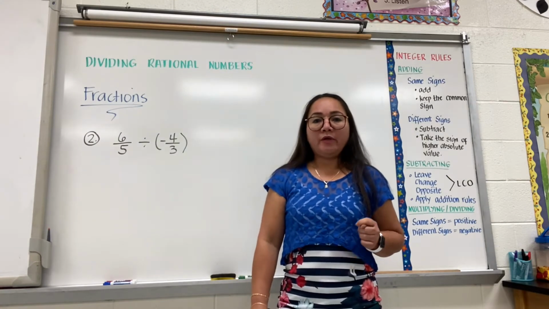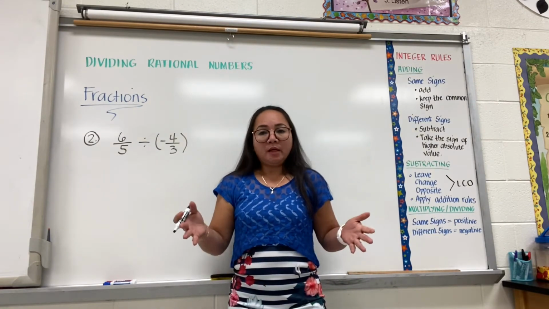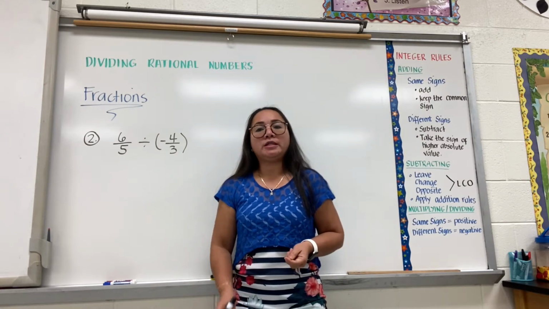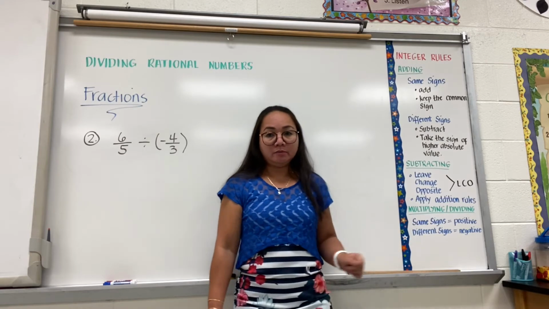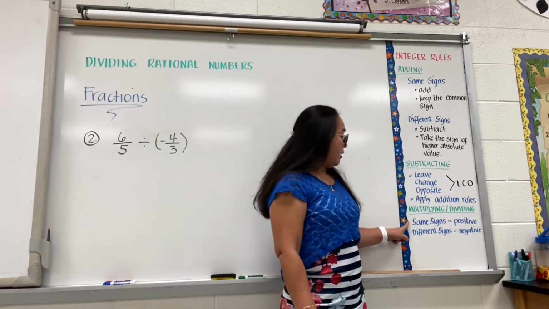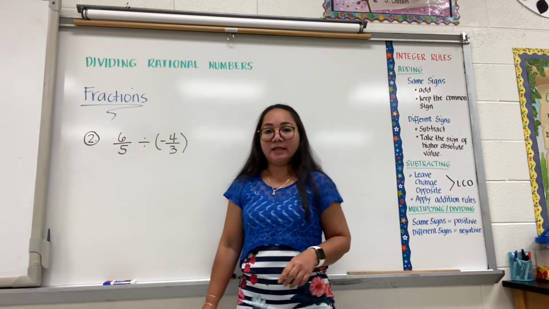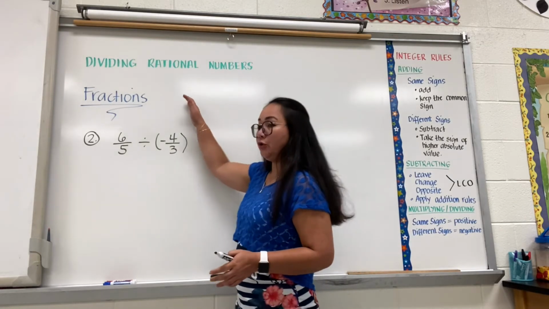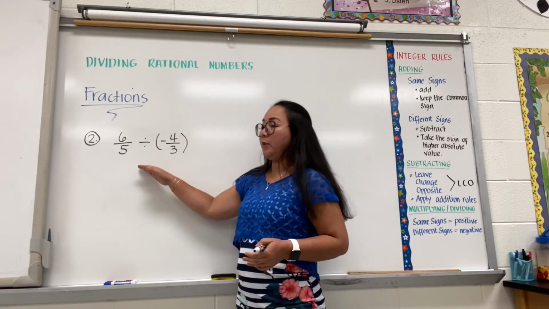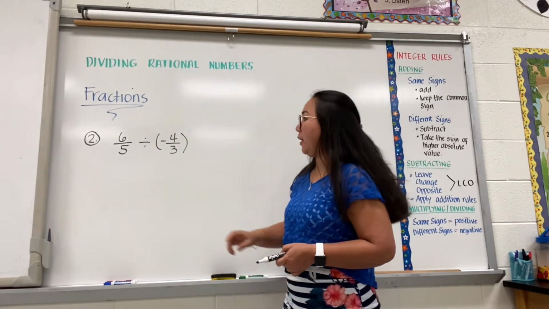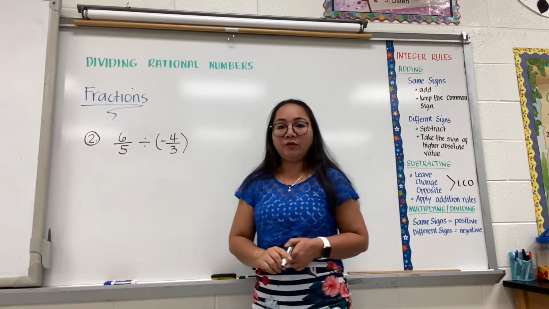Always remember that when you divide rational numbers, decimals, fractions, you will use the same rule as for multiplying rational numbers. So, same signs, the answer is positive. For different signs, the answer is negative. That is true for decimals and fractions. For this example, we will do fractions. So we have 6 over 5 divided by negative 4 over 3.